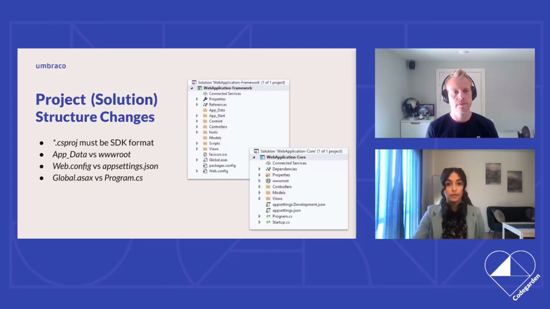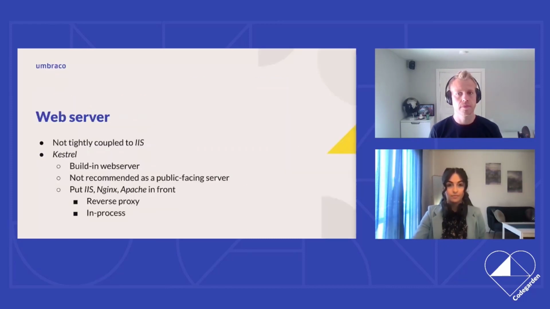Next, you'll most likely notice that web.config and global.asax are gone. Our configuration is now located in the appsettings file, and we'll dive into this later. Regarding global.asax, the Program.cs file is an entry point to your application. Inside this file, we have a static Main method, as we know from console apps and other programming languages too.